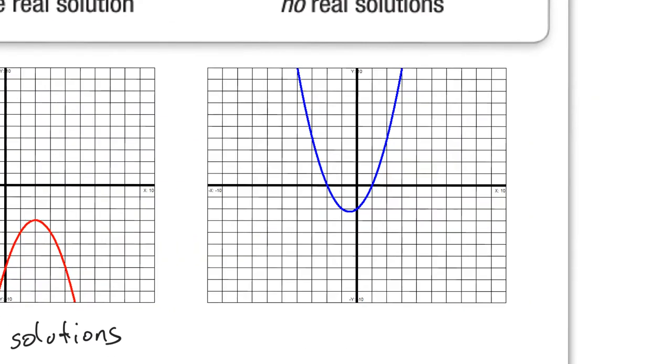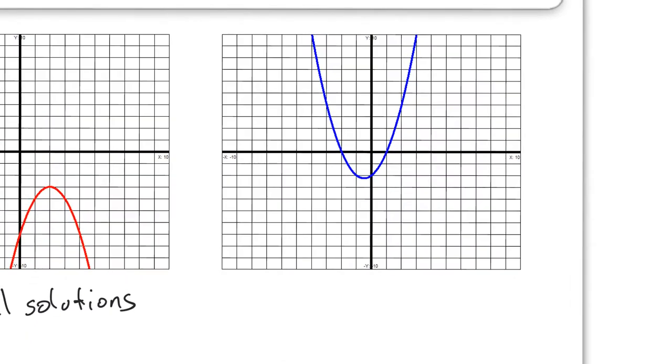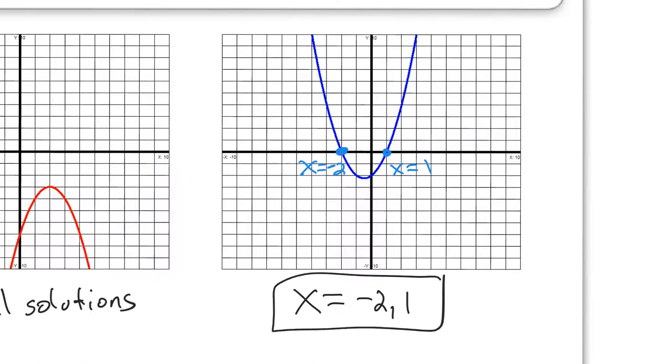And the third one, just really fast here, I do have 2 points. I have a point here and one here. So let's look for this one. On the left side, x equals -2. That's on the x-axis from the origin, -2. And on the other side, it's a +1. So x equals +1. So my 2 solutions, that's what we say, 2 real solutions, are -2 and +1.